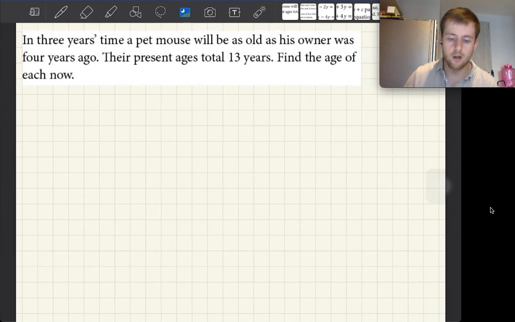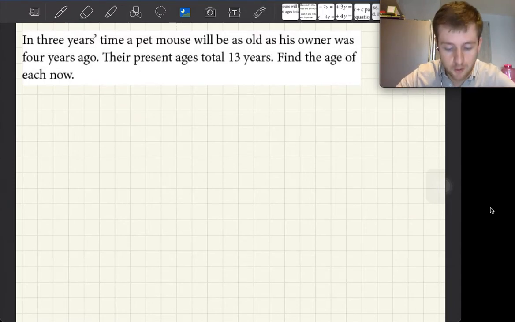This is better. In 3 years' time, a pet mouse will be as old as his owner was 4 years ago. Their present age is total 13 years. Find the age of each now. Oh, I read it too quickly and didn't understand anything. Let me read it one more time. So again, in 3 years' time, a pet mouse will be as old as his owner was 4 years ago. Their present age is a total of 13 years. Find the age of each now.